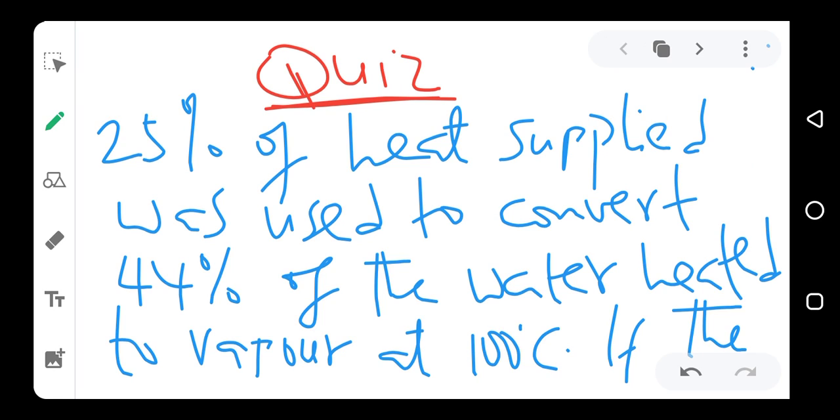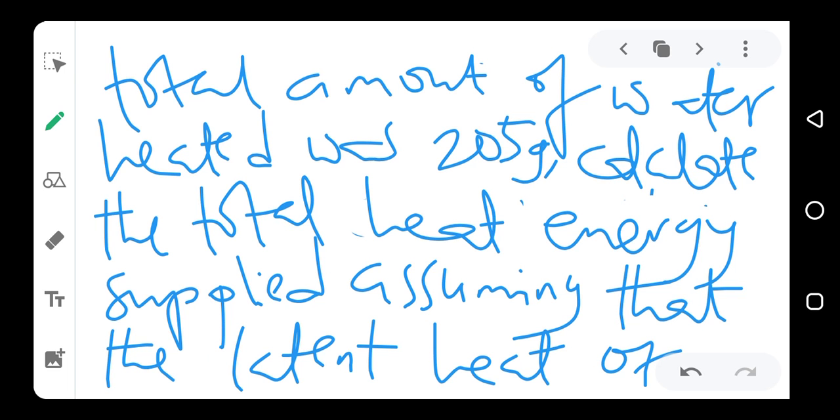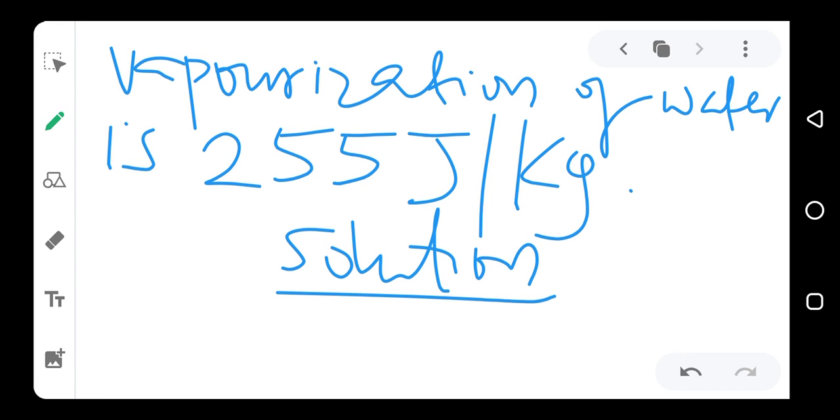Now again, 44% of the water heated. That means that only a part of the total amount of water heated was converted. Now, if the total amount of water heated was 205 grams, calculate the total heat energy supplied, assuming that the latent heat of vaporization of water is 255 joules per kilogram.